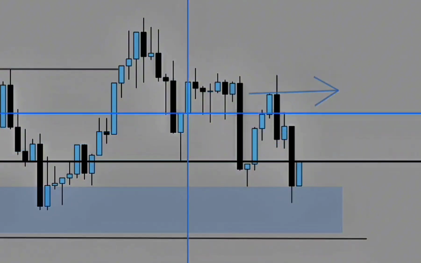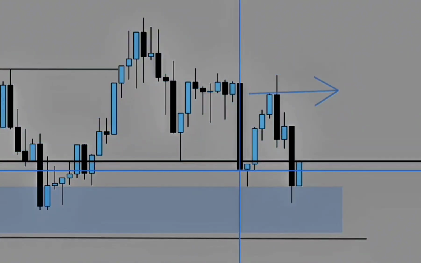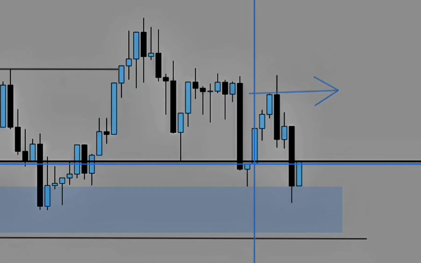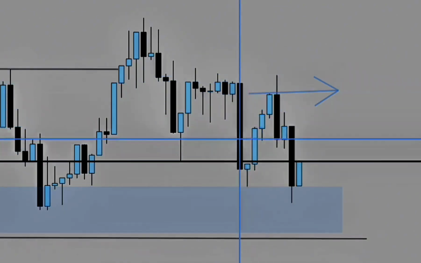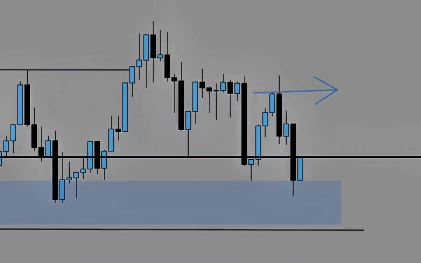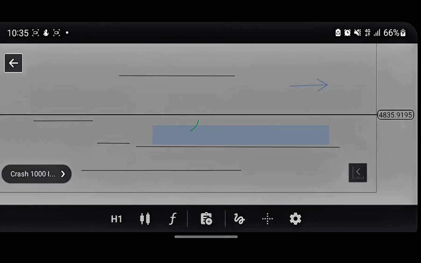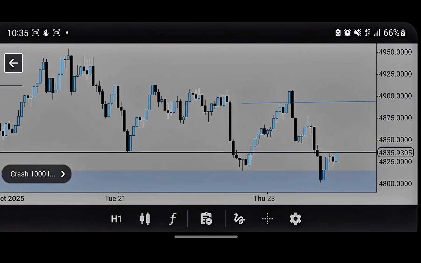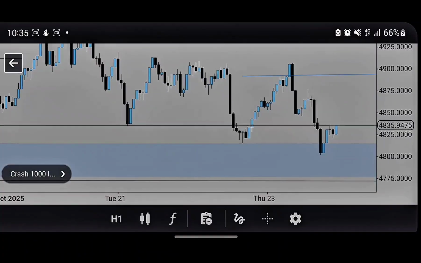We closed with a hammer, price went to the upside. We closed with a hammer again there on the 4-hour time frame. Price was then bound to go to the upside one way or another. So once we noticed that, we then shifted to the hourly time frame, okay?